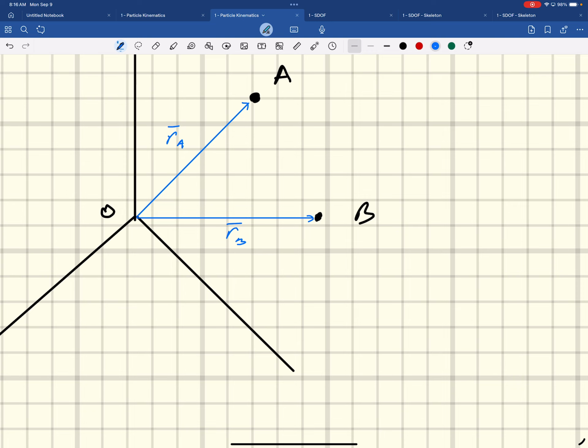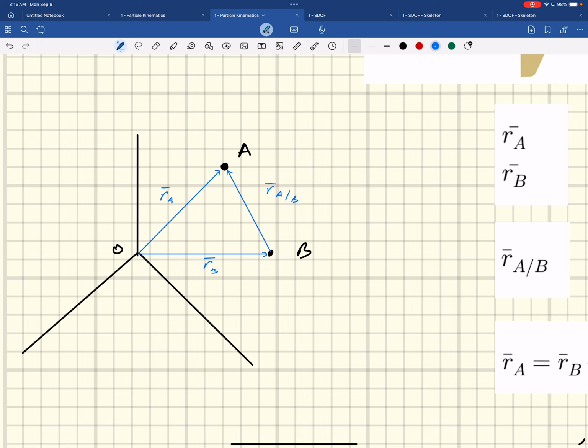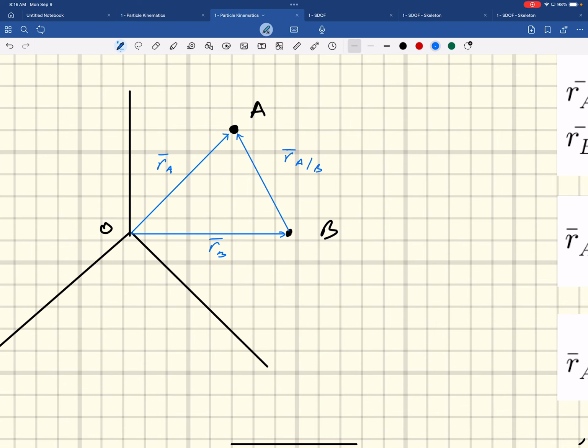Then there's another vector that goes between these two, and we'll call that R_A/B, the position of A as seen from B, or A relative to B. The direction of those arrows does matter. Whether I'm going from A down to B or from B up to A, the vectors and their signs will be different. So just be careful of the directions things are going.